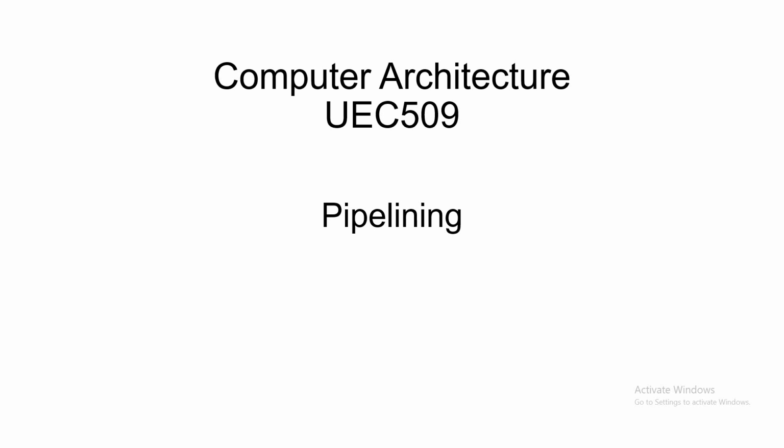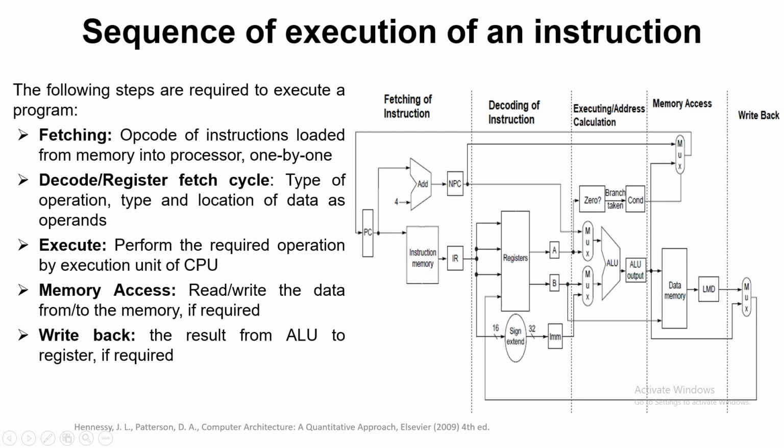Hi students, today we will discuss the subtopic pipelining under computer architecture, and the course of computer architecture is UEC509. Before we discuss the details of pipelining, what is pipelining, what is the importance of pipelining, how pipelining can be executed in the processors, and what are the data paths of pipelining.